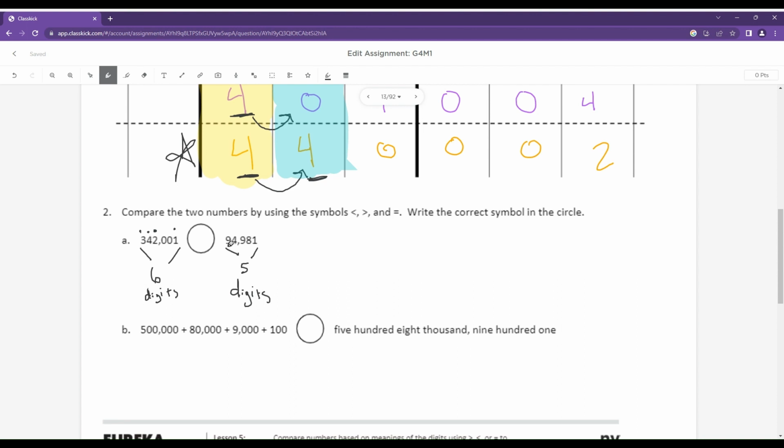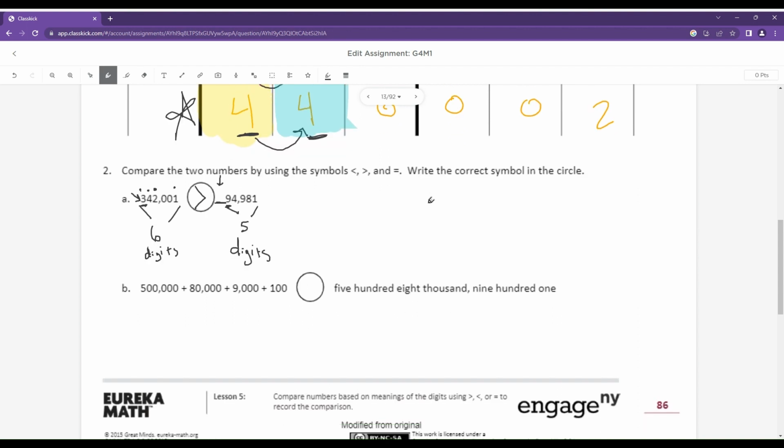So I can't get tricked by just looking at the leading digit, because if so, I would say, oh, 9's greater than 3. But I have to remember and keep in mind what each digit represents by which place value it's in. The fact that this number over here has 6 digits means I have some amount of 100,000s. I have 300,000s. Here I have no amount of 100,000s. So 342,001 is going to be greater than 94,981. Again, simply because I don't have any amount of 100,000s.